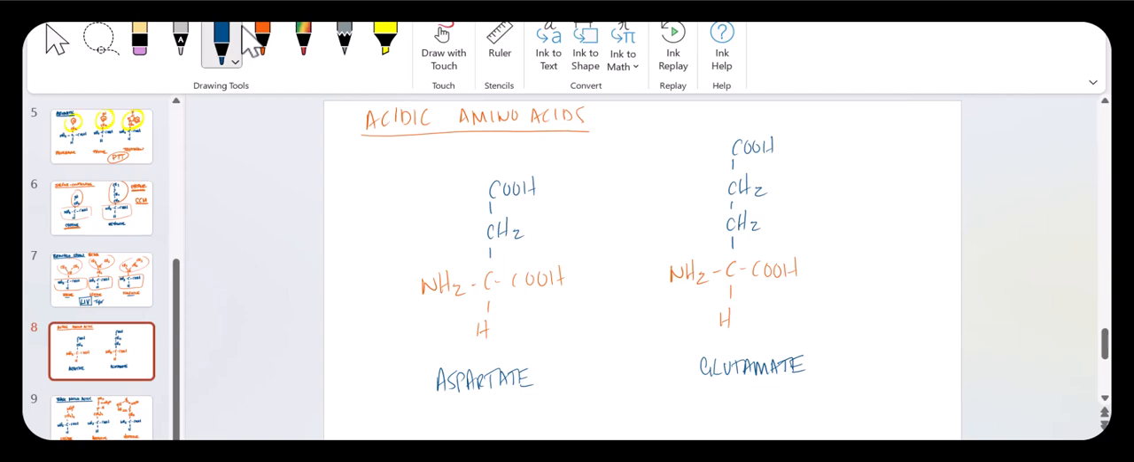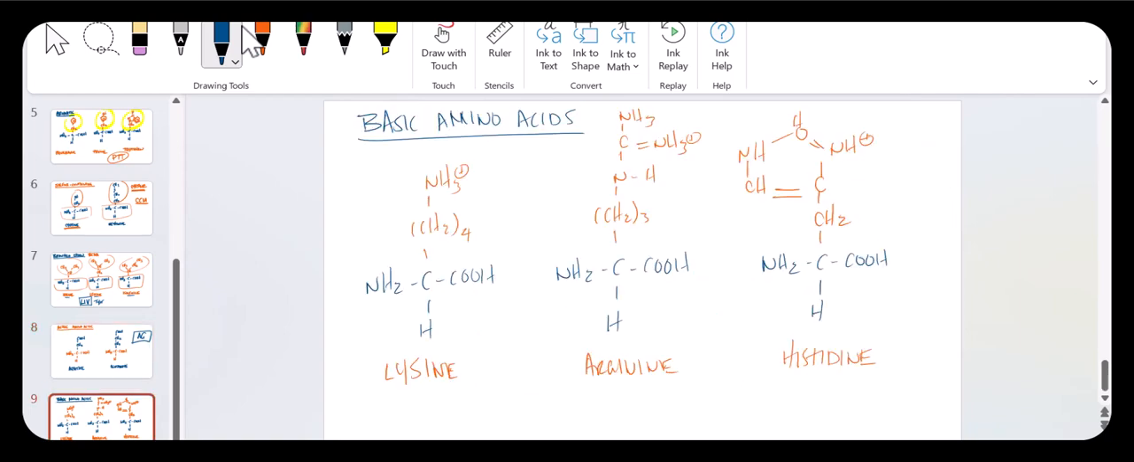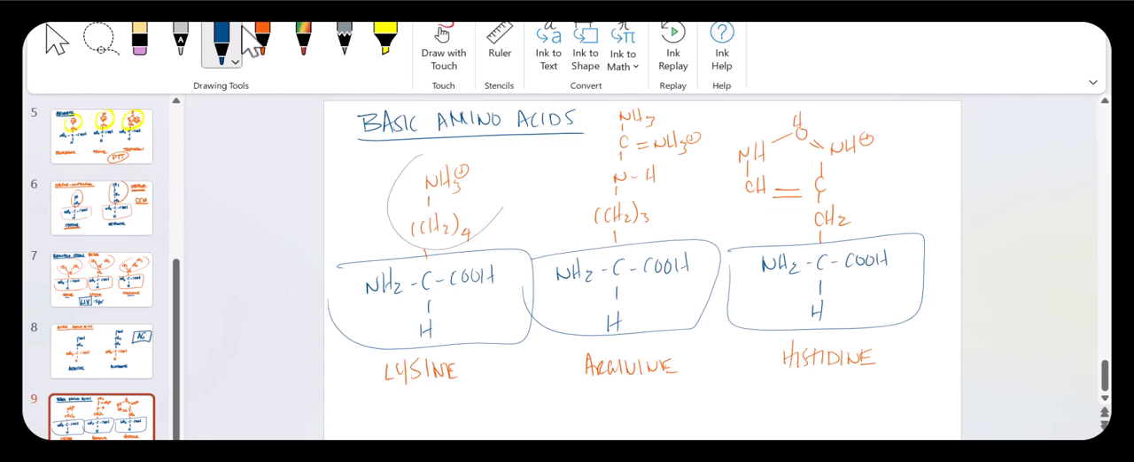Okay, the next one is acidic amino acids. Acidic amino acids are aspartate and glutamate. A way of remembering these is egg. Last one's your basic amino acids. Again, the main part of the amino acid is an amino acid. It's the R group that differs on these. A cute way of remembering these is HAL.